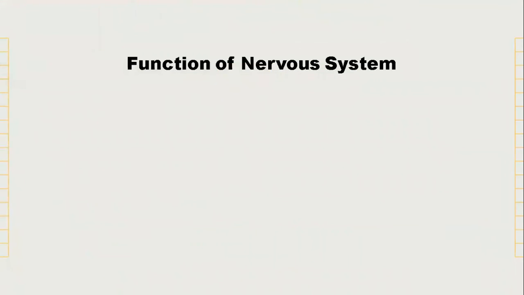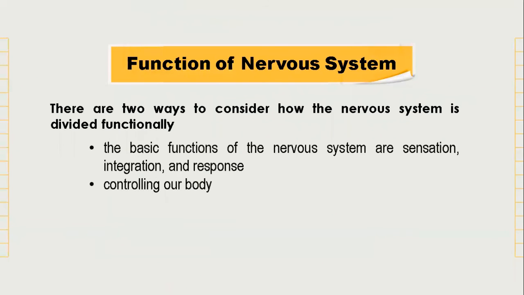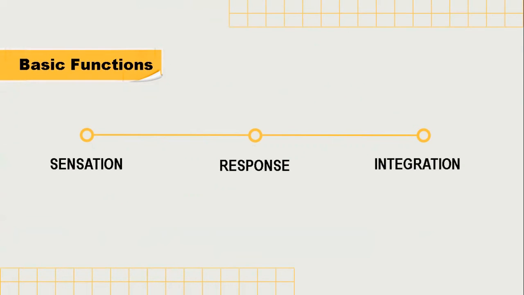So for the function of the nervous system, there are two ways to consider how the nervous system is divided functionally. First is the basic function of the nervous system, which are sensation, integration, and response. It is also the one who controls our body. So again, the basic functions are sensation, response, and integration.